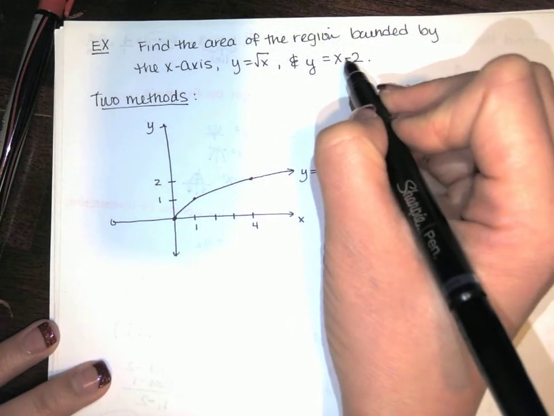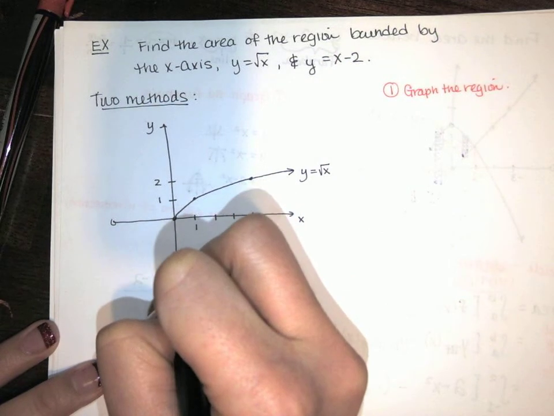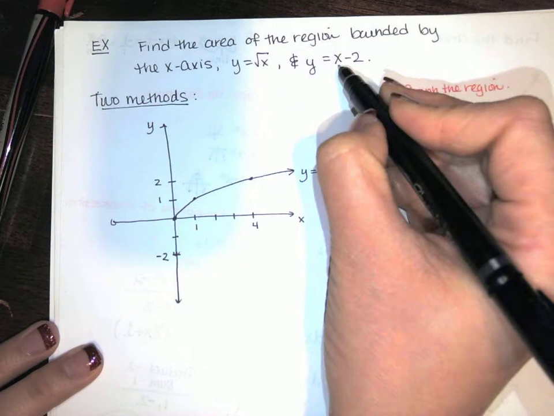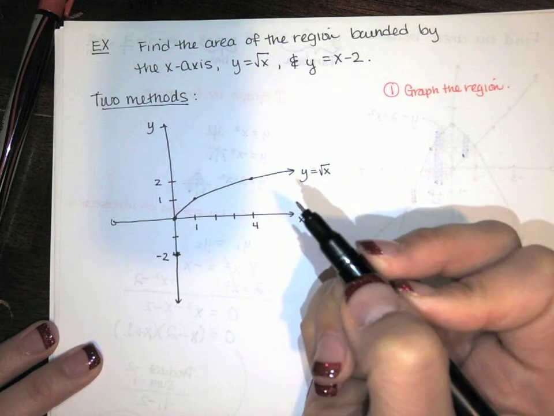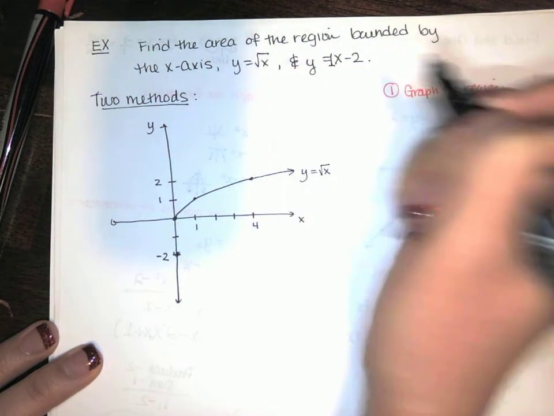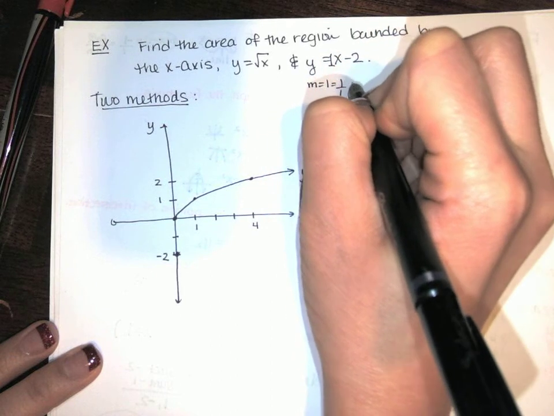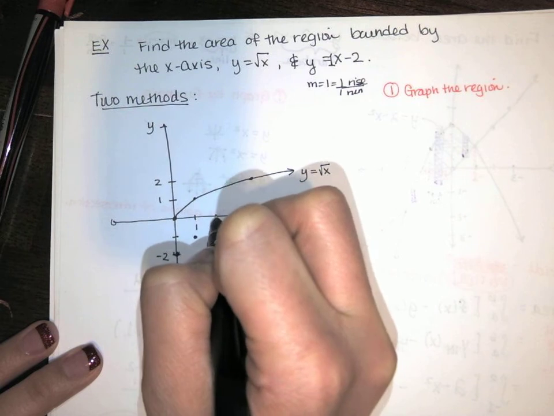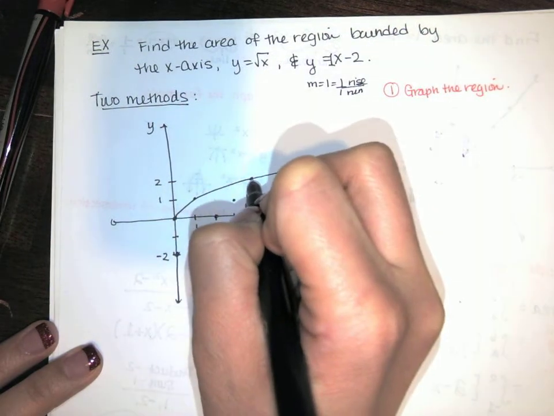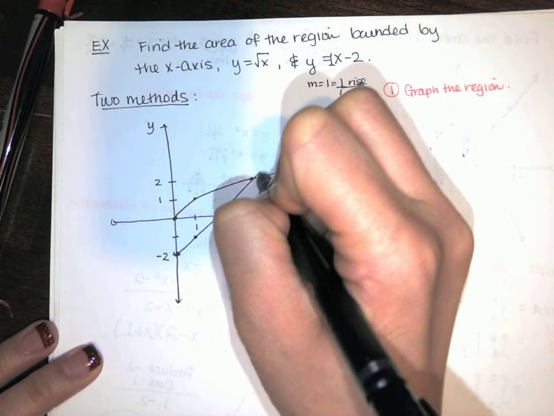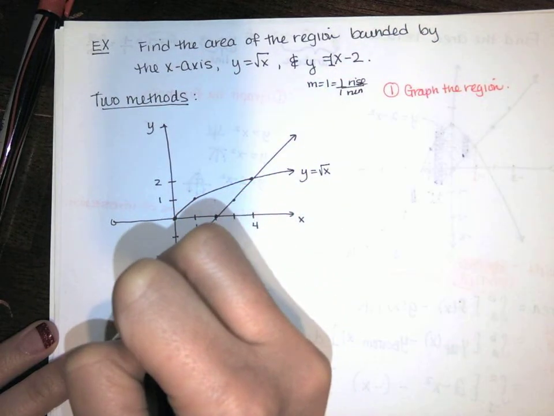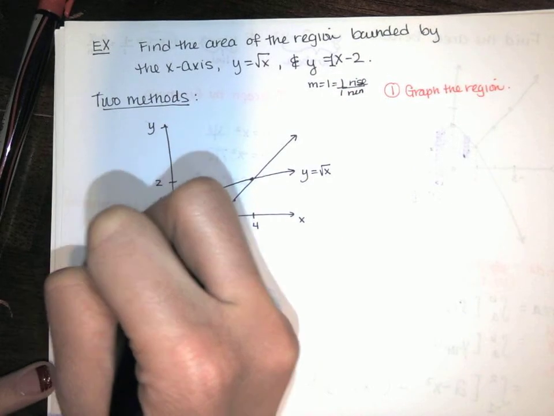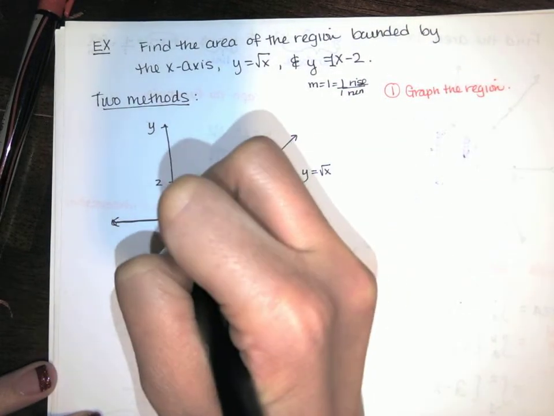And then y equals x minus 2, that's just a line. When x is 0, y is negative 2, and the slope is 1, as the coefficient of that x is 1. So we're going to rise 1 and run to the right 1. So we're going to go up 1 and over 1, up 1 and over 1, and so on. Hey, there's a point on that curve. Looks like they intersect like this. And remember, the x-axis was also a bound. So this is our region.